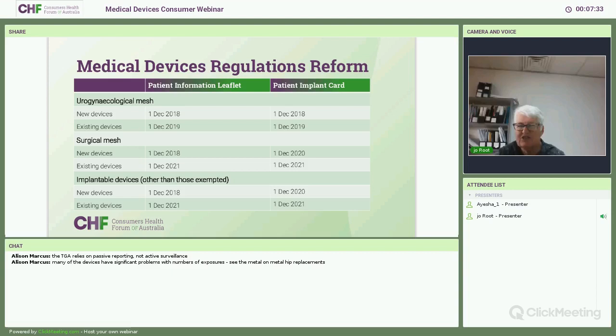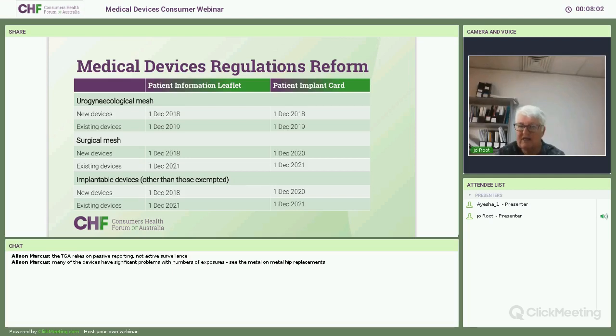Both the patient information leaflet and patient implant card are seen as critical to ensuring that we have a better understanding of who has a device implanted in them, when it was implanted, and exactly which device was implanted. Particularly the implant card, which is at the time of implant, would allow the patient to know what they've had put inside them.